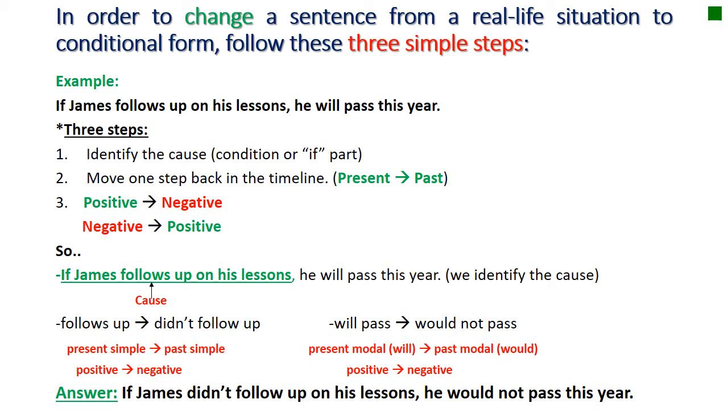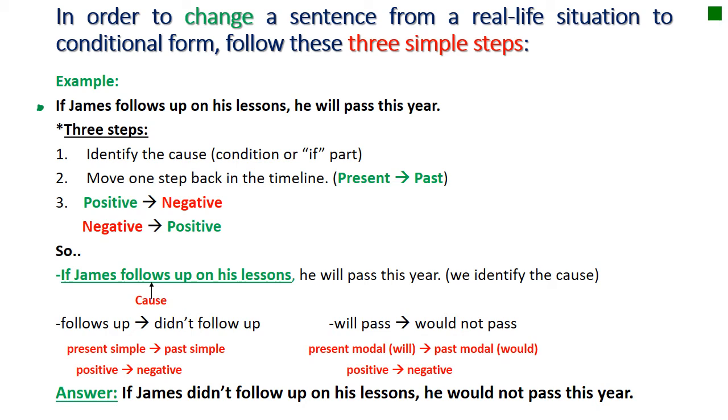A real life situation into an if clause or into a conditional sentence. Let's take this example. If James follows up on his lessons, comma, because the conditional is at the beginning, he will pass this year. This is the result. Condition, result.